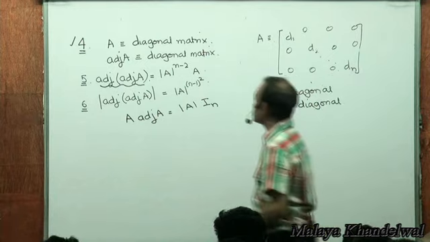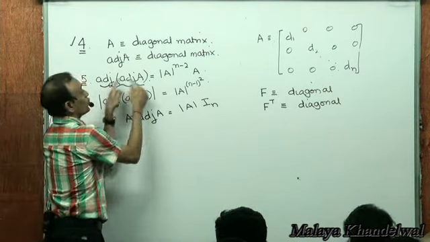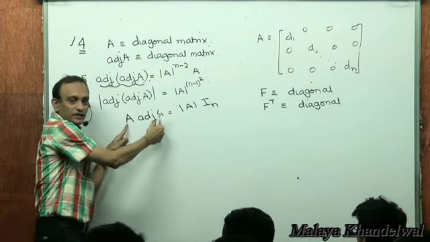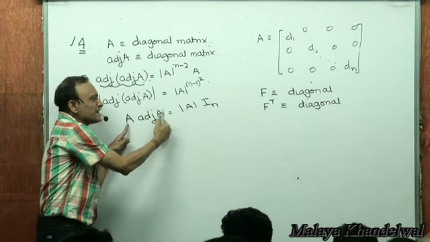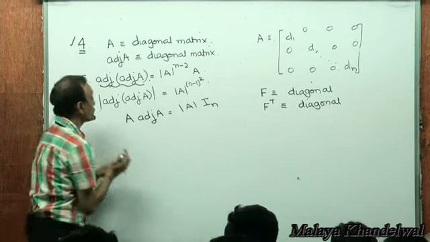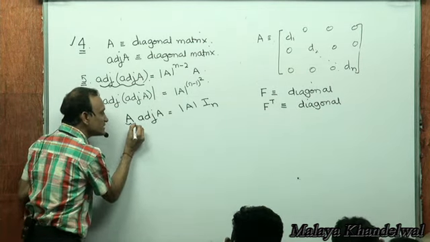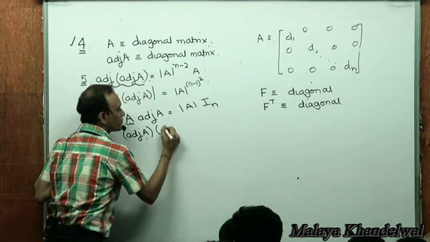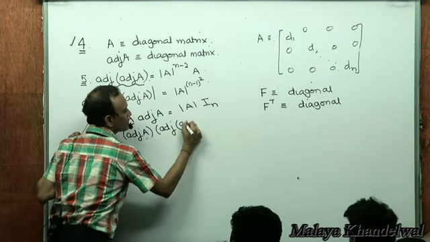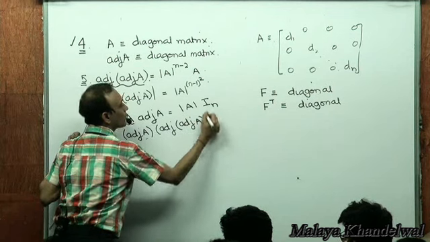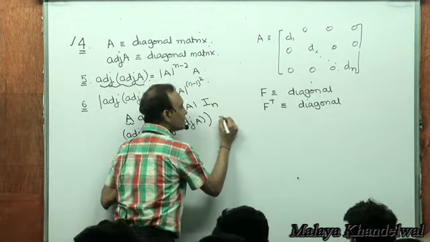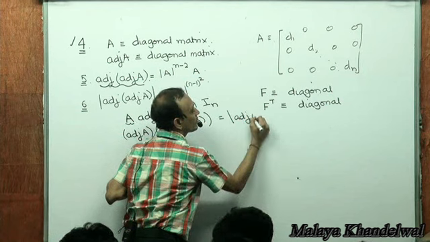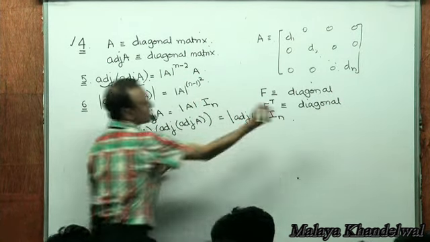Now, I want to bring about adjoint of adjoint A. In this identity, replace A by adjoint A. So adjoint A into adjoint of adjoint A is determinant of adjoint A into I n. Yes or no?